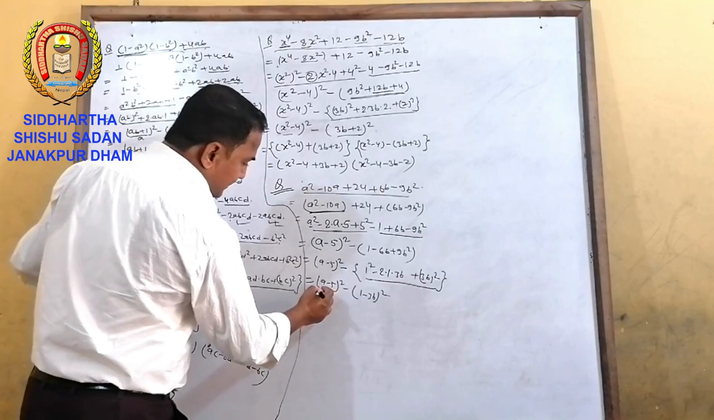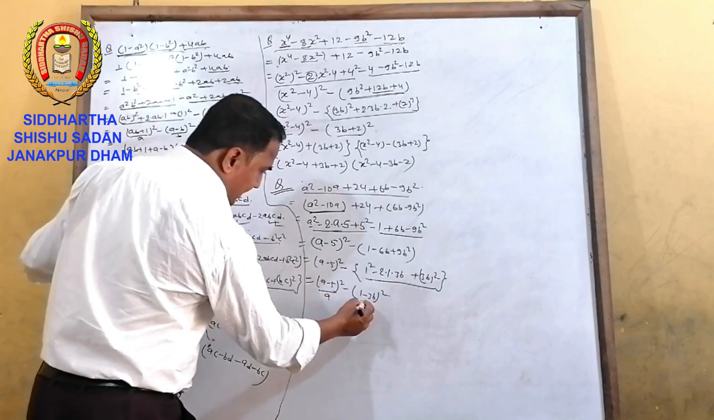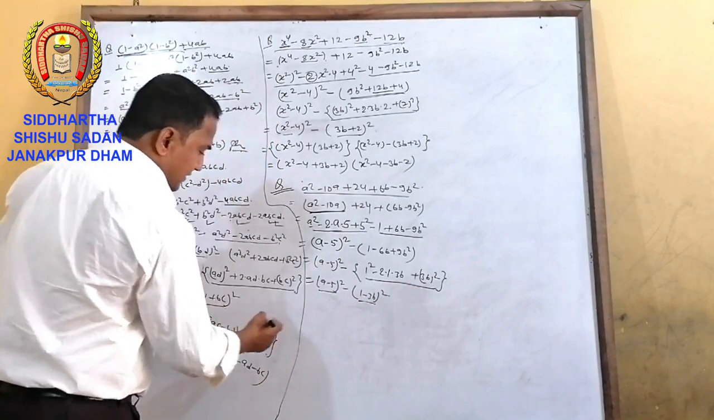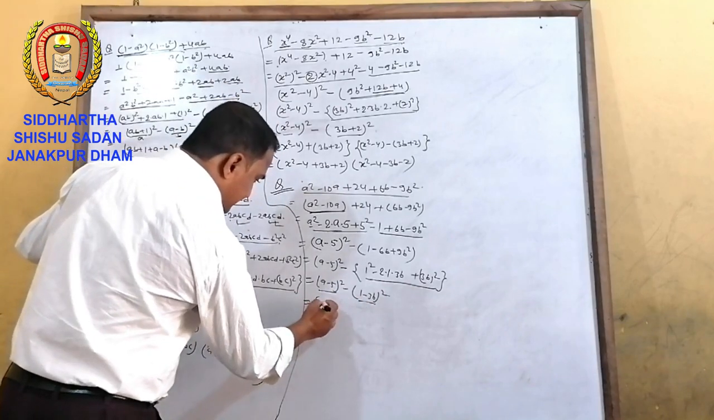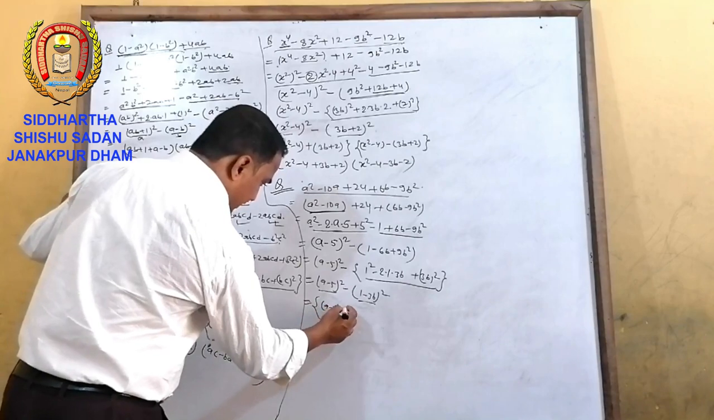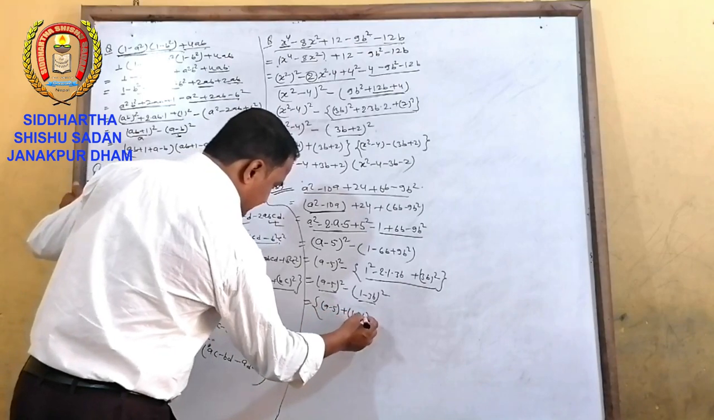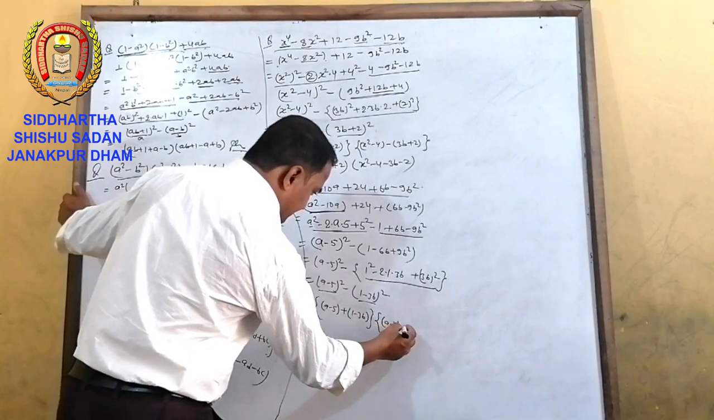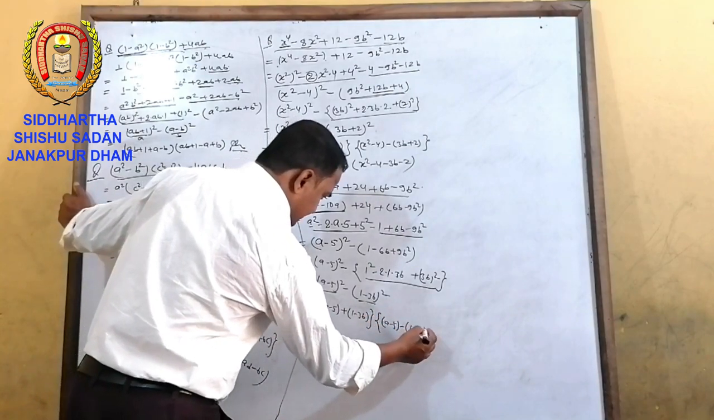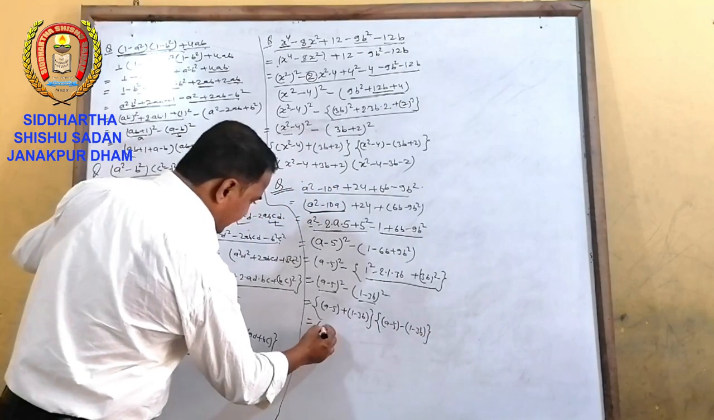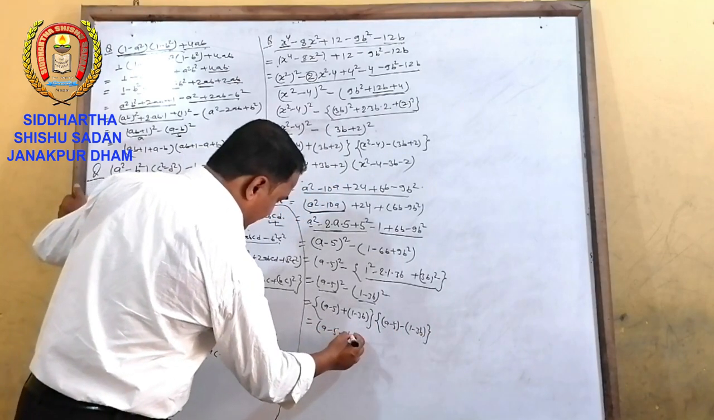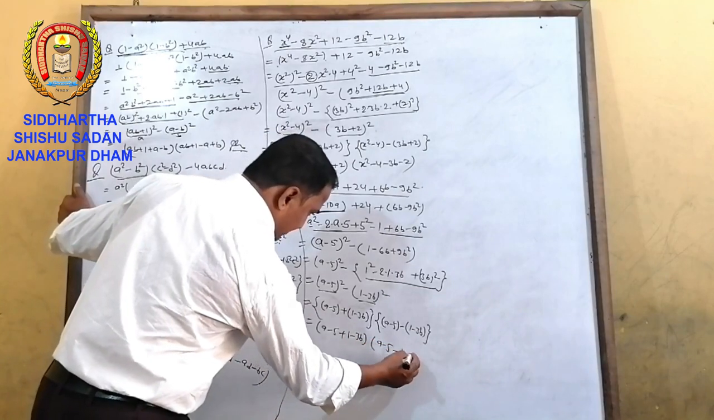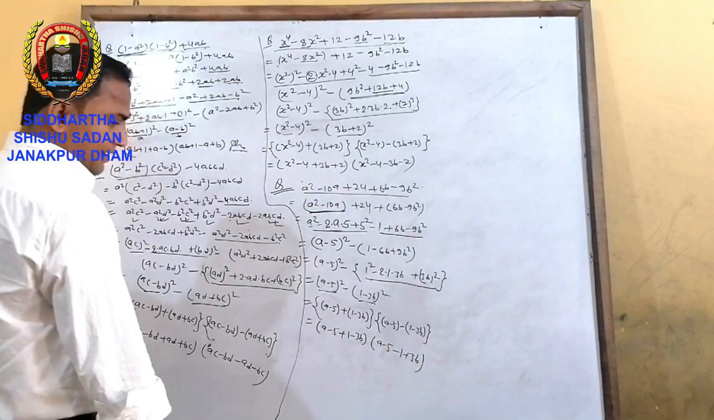It means it is in the form of a square minus b square. Don't write this, we just leave it over here. A means a minus 5, plus b means 1 minus 3b. Next, a means a minus 5, minus 1 minus 3b. Look here, a minus 5 plus 1 minus 3b, and here is a minus 5 minus 1 plus 3b, like this.